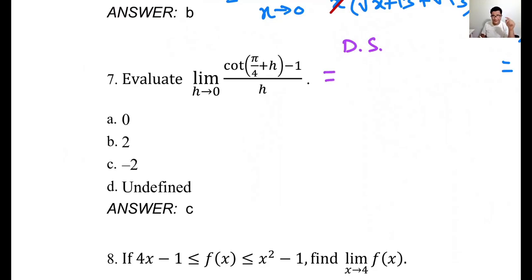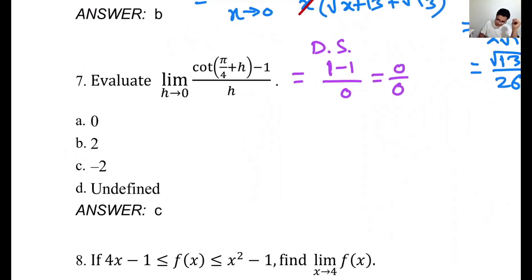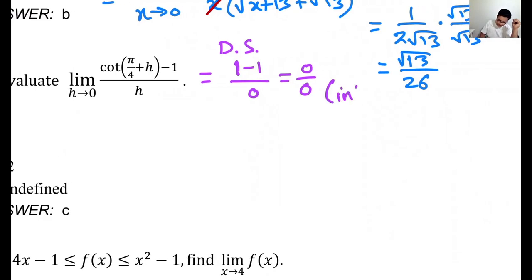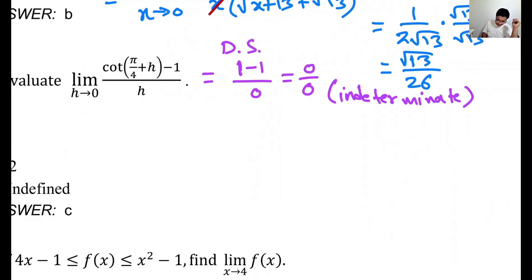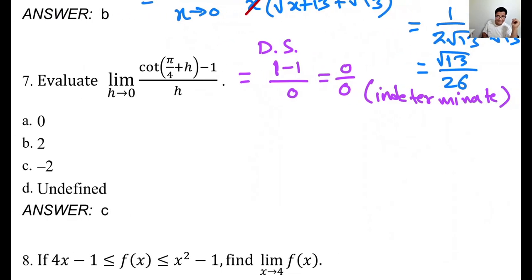Direct substitution. Okay, h equal to 0, if you plug in, cot pi over 4 is 1, tan pi over 4 is 1, reciprocal of tan is cot, right? So it's also 1 minus 1 divided by h. When you substitute 0, you get 0 there. So that is 0 divided by 0. Again, that's an indeterminate form. Okay, so the direct substitution is not helping. We need to do something else.